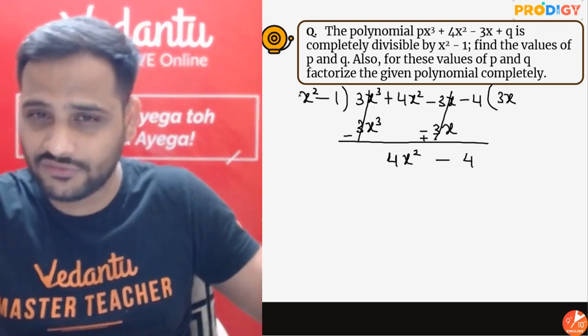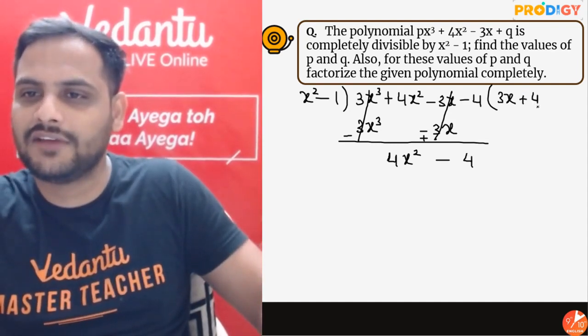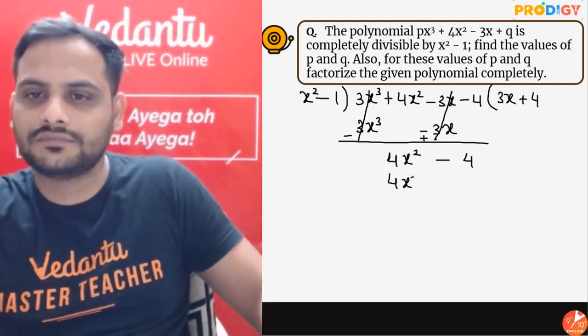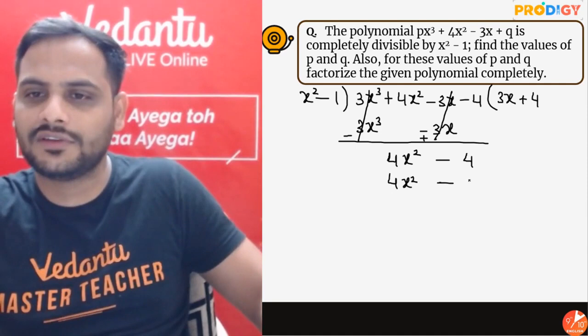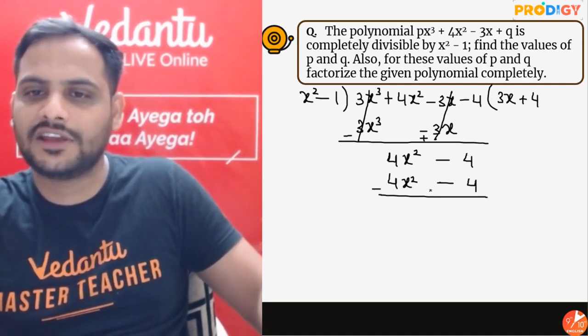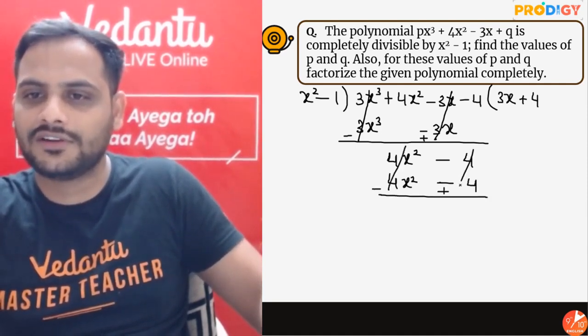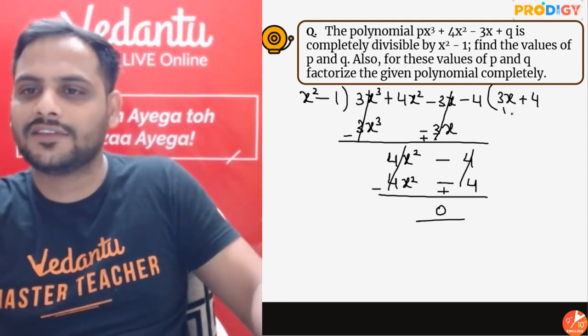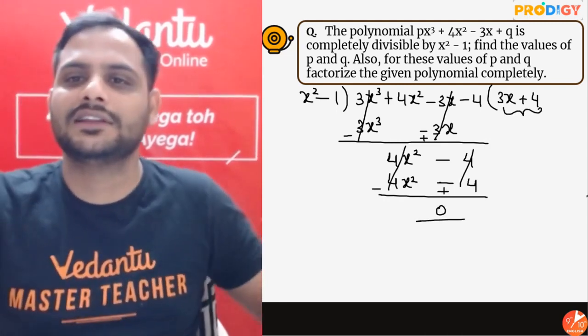How do I create 4x square from x square? Simple, sir, multiply with 4. 4x square, 4 into minus 1 is minus 4. Again change the sign, minus plus, got cancelled, remainder 0. I can say this is my third factor, the remaining factor.